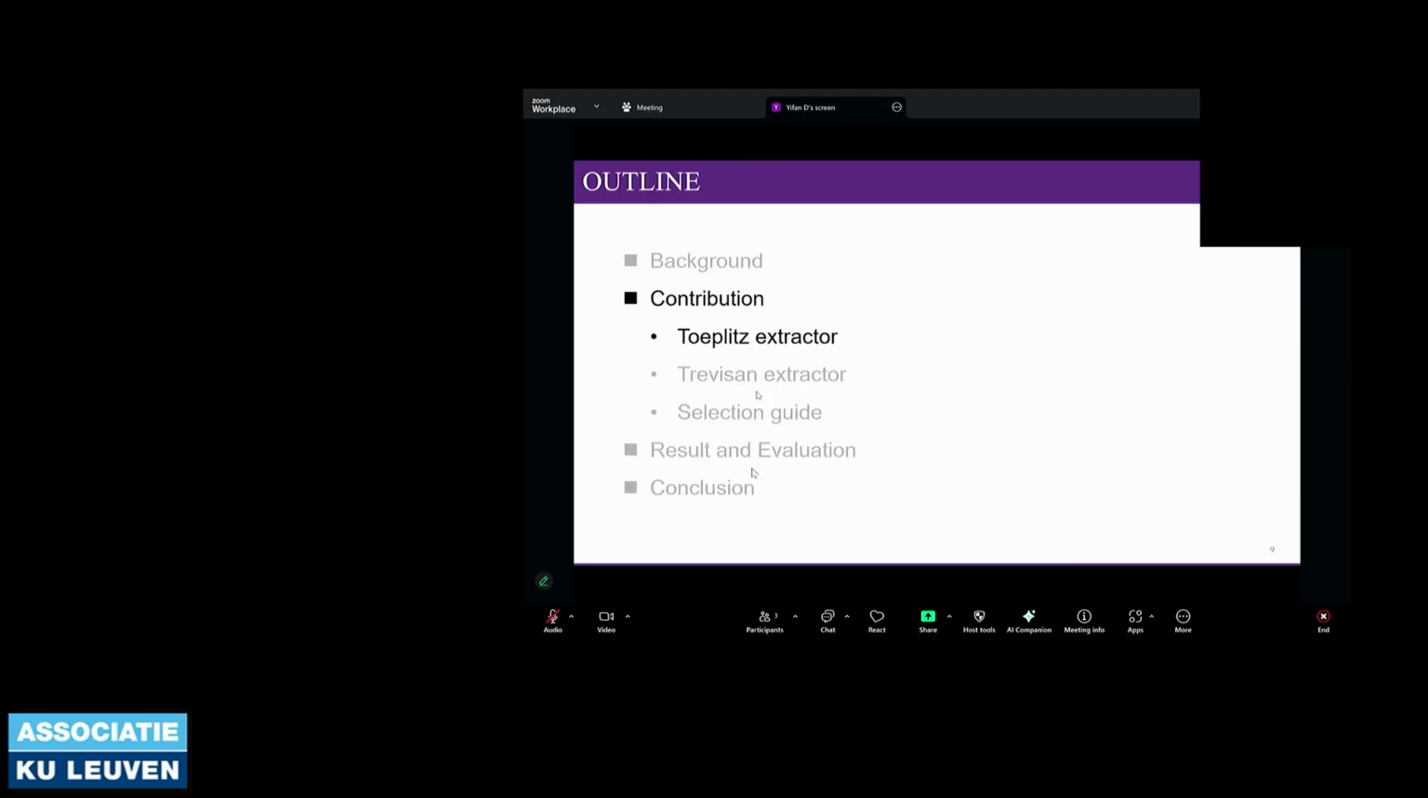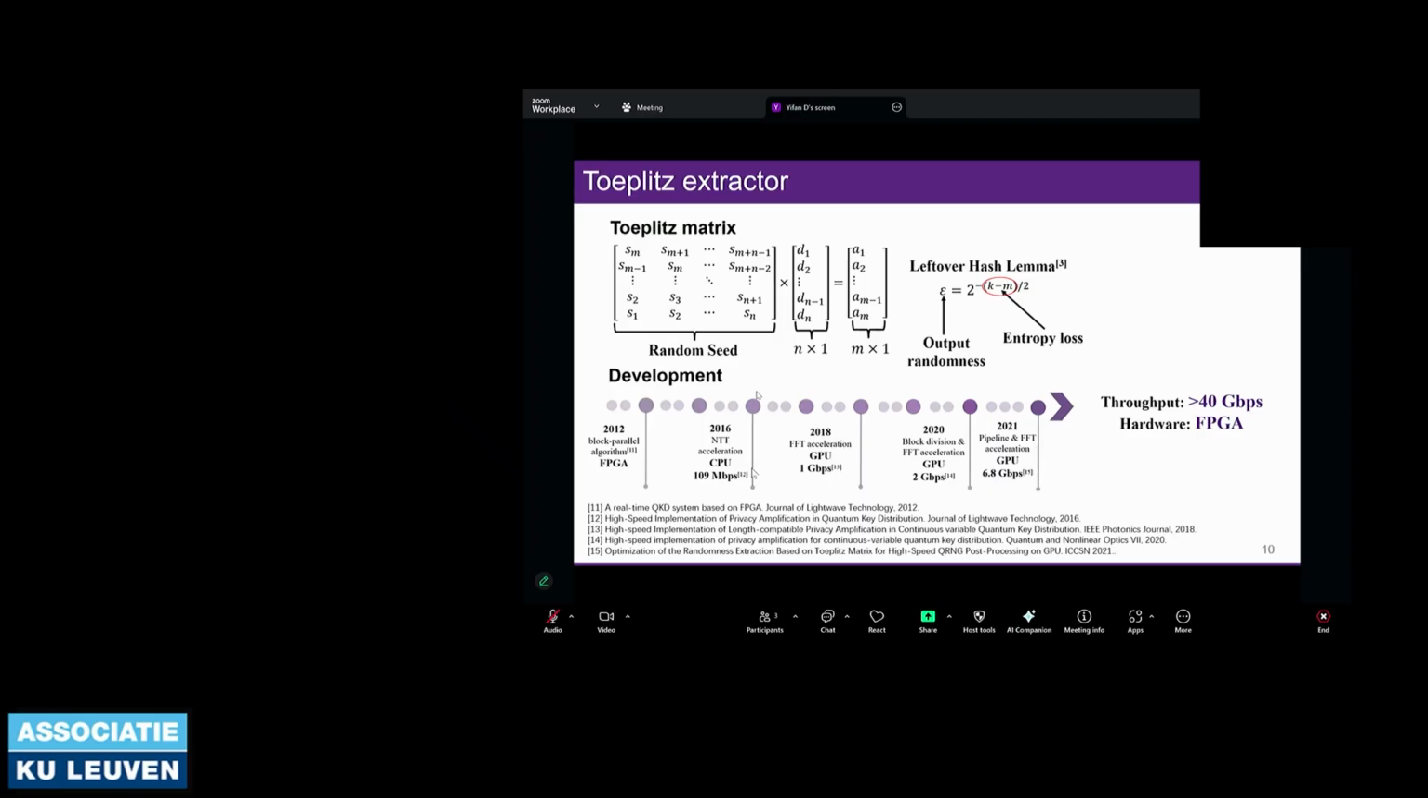Now let's move on to the main contributions of our work. The first is the improvement of the Toeplitz extractor. The Toeplitz extractor is based on matrix multiplication. You take a raw random number vector and multiply it by a binary Toeplitz matrix, which is also the random seed. The leftover hash lemma guarantees the output will be close to uniformity.